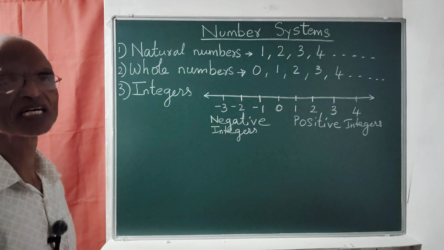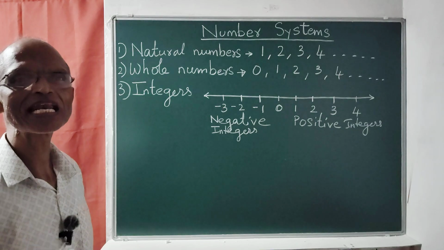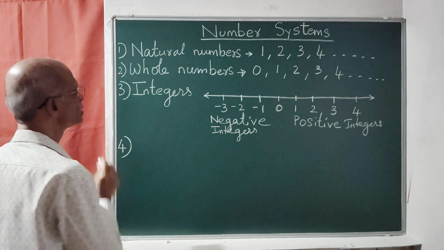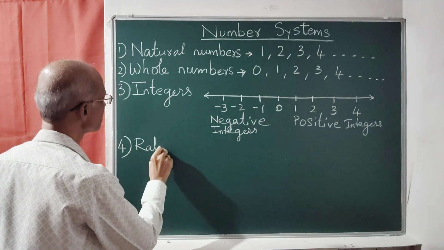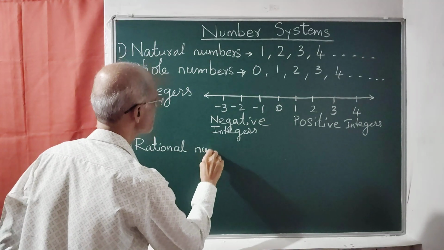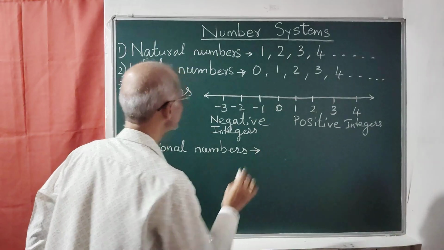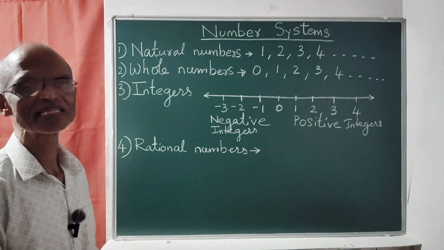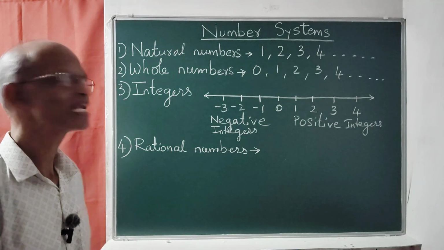Okay, now we'll go to the next system of numbers. This system is called rational numbers. They are nothing but fractions. The numbers that can be written in the form of p by q are called rational numbers.